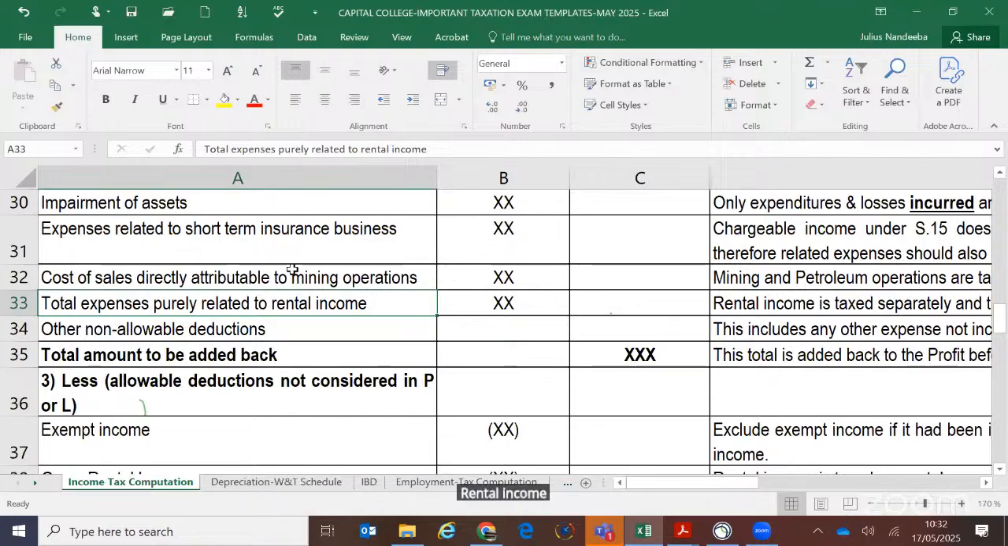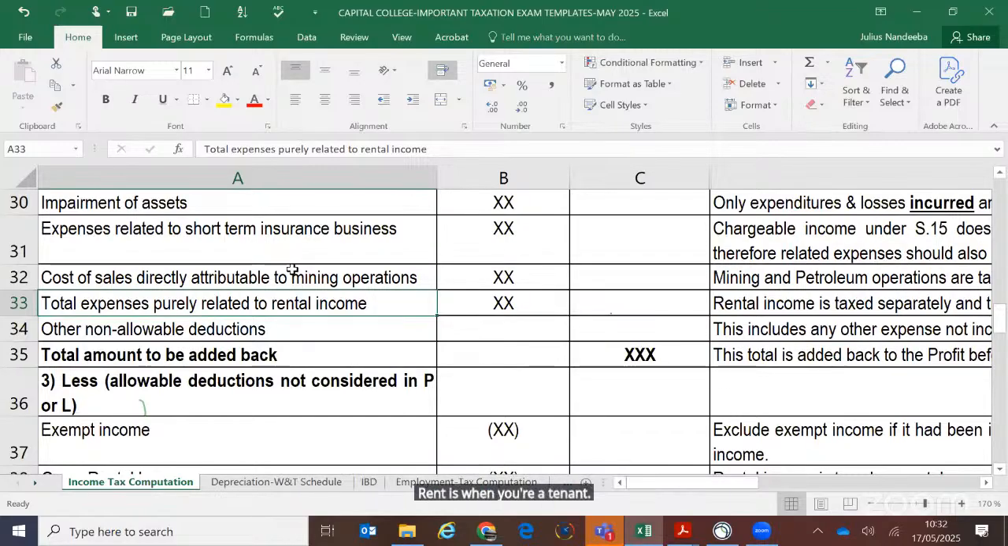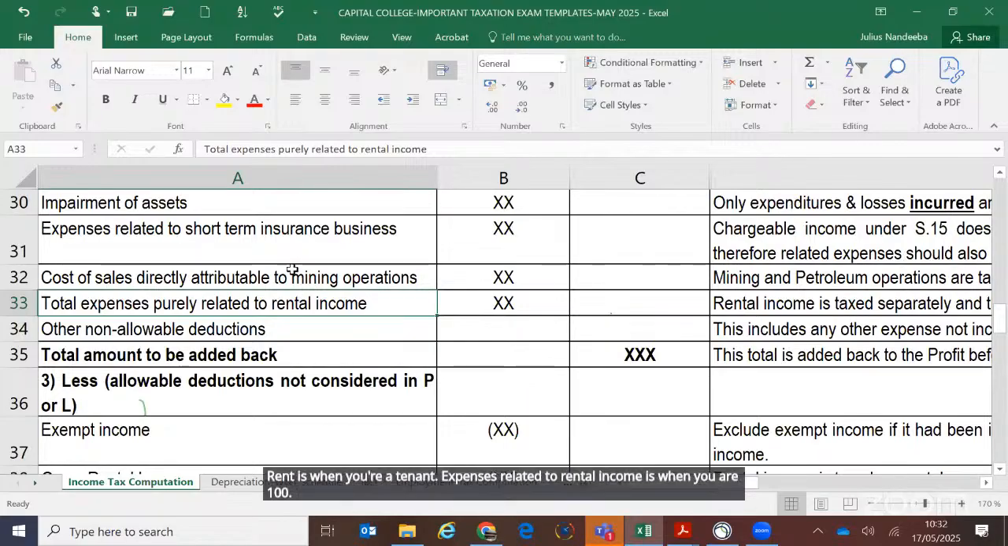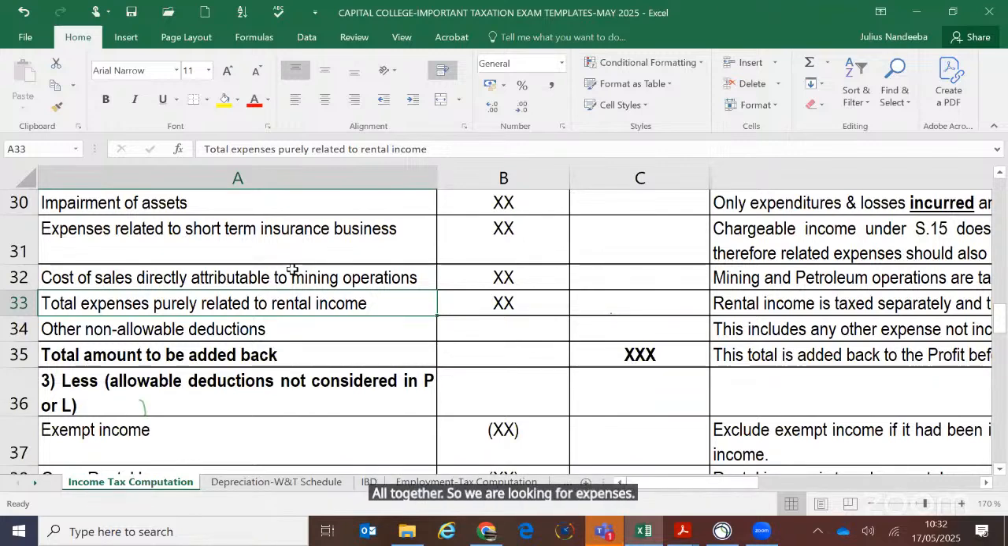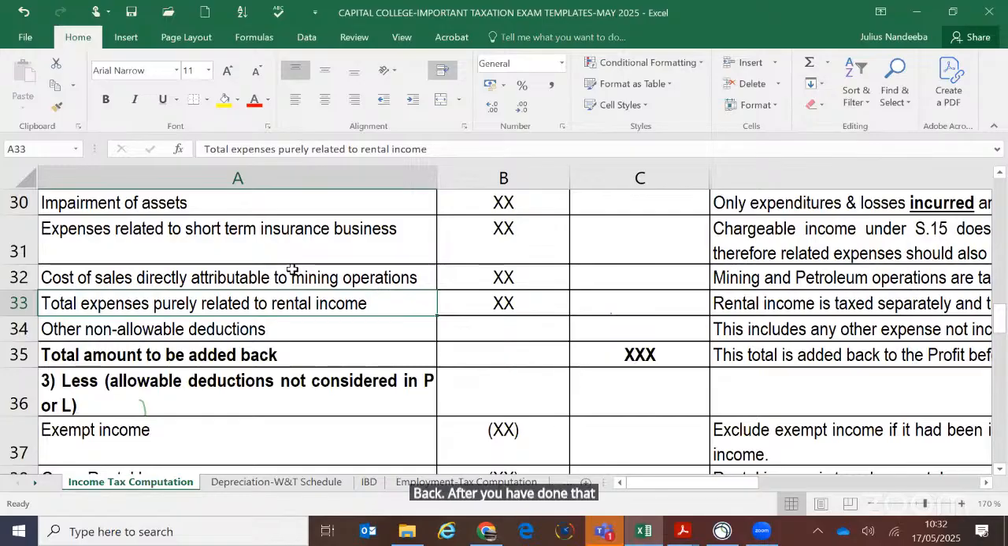And I'm not talking about rent expense. Rent expense and expenses related to rental income are 2 different things. Rent is when you're a tenant. Expenses related to rental income is when you are a landlord. All together. So we are looking for expenses related to rental income. What do you do? Add them back. After you have done that, go on the side and calculate rental tax. And I'm going to show you how we calculate rental tax before we leave today.